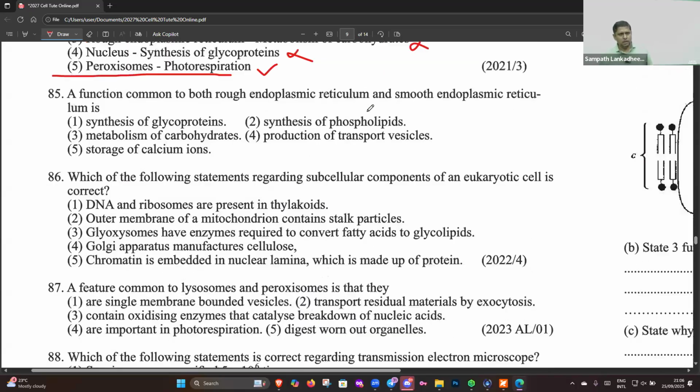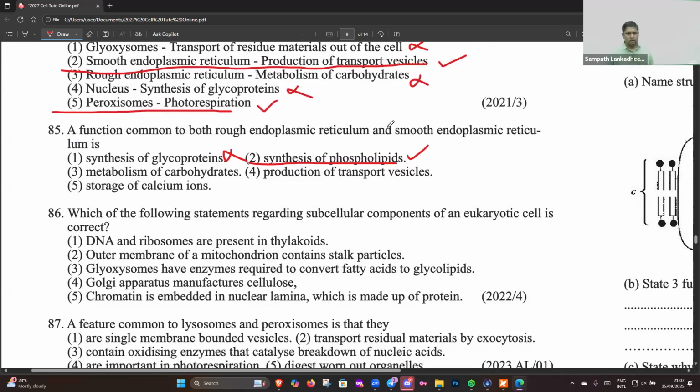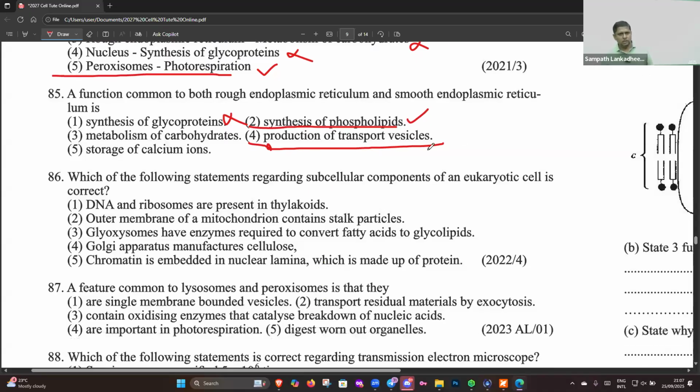Question number 85. The function common to both the rough endoplasmic reticulum and the smooth endoplasmic reticulum. Synthesis of glycoprotein? No. Synthesis of phospholipid? Yes. Second is the answer. Question number 86. Which of the following statements regarding the subcellular components function common to both rough and smooth endoplasmic reticulum? Phospholipids are produced, membrane phospholipids, membrane factory. So we'll take second and fourth. The two answers are there then.